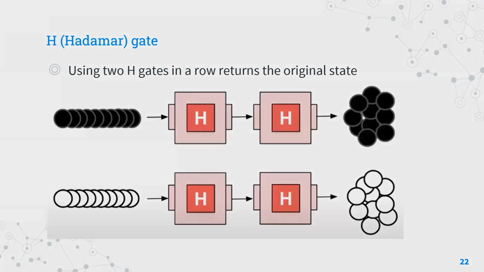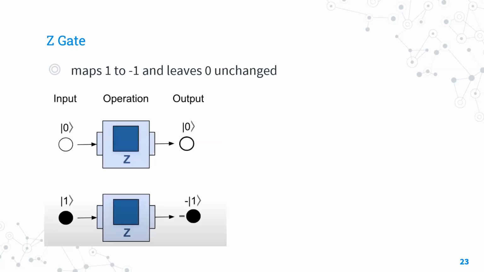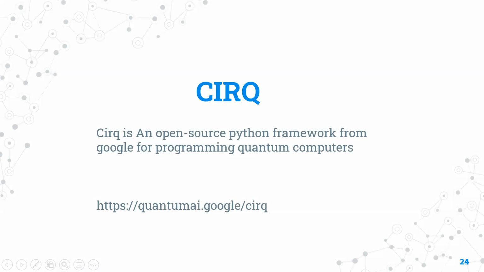The last gate I'm going to talk about is the Z gate. It will map the negative phase to the 1 or the 1 to the negative phase, just like the picture. But if the input is 0, there will be no phase. There are many programming languages used for quantum computers, but the one I'm going to talk about is Cirq, which is an open source Python framework from Google.